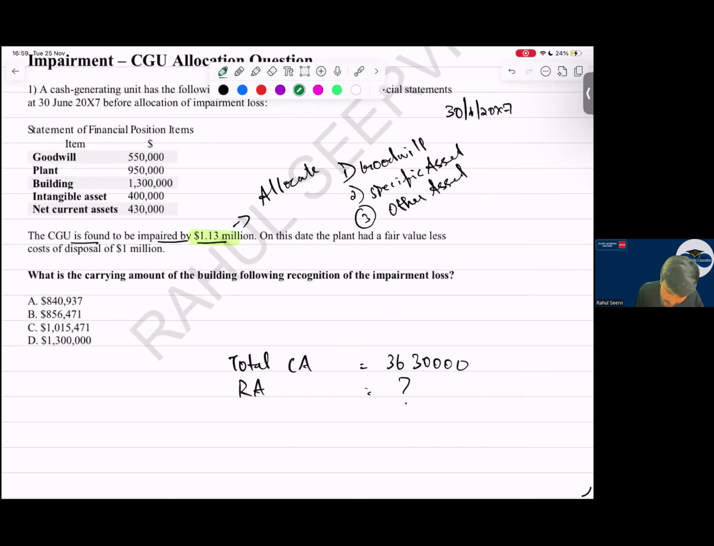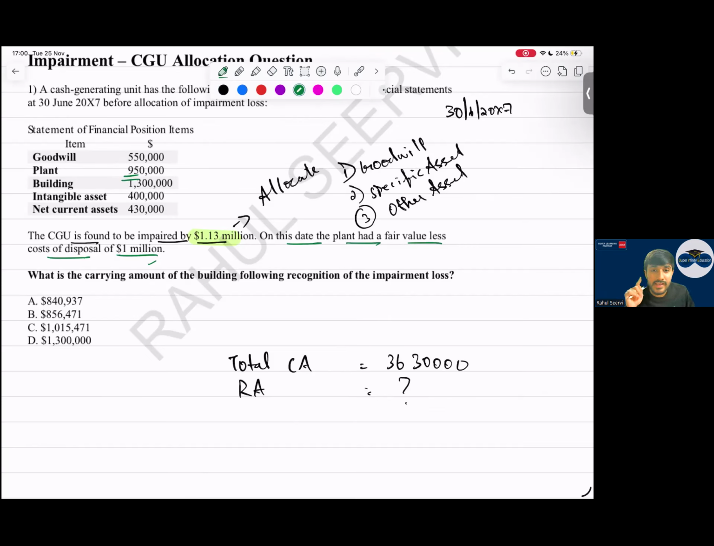Now, on this date the plant had a fair value less cost to sell of 1 million. They are saying that the plant had a fair value less cost to sell of 1 million. My carrying amount of the plant is 0.95 million, but the fair value less cost to sell is 1 million. So can I say automatically the RA of the plant will be more only? RA is more, carrying amount is less. Will there be any impairment? Impairment will not be there for the plant.